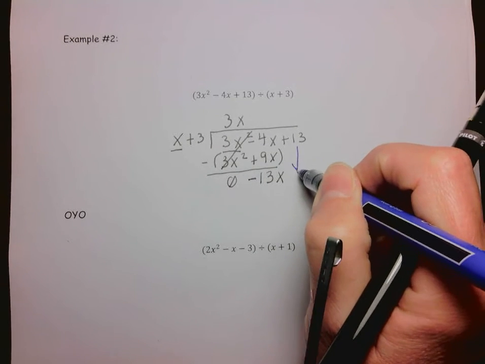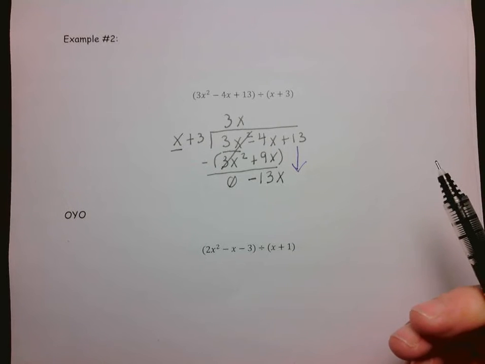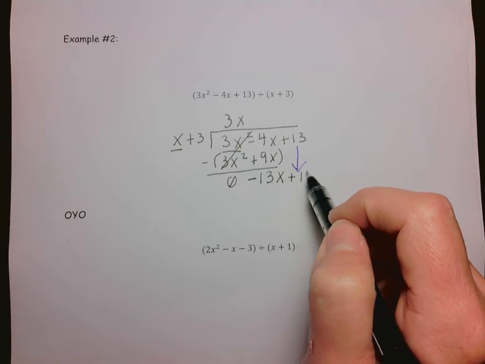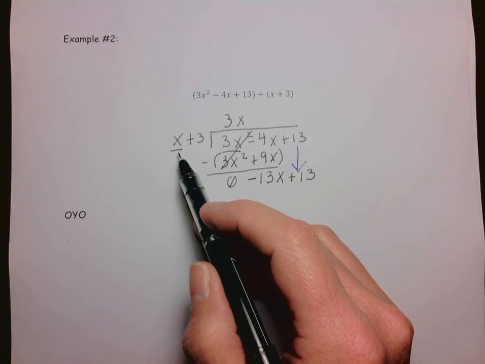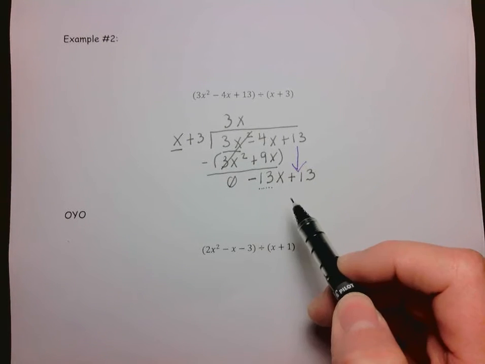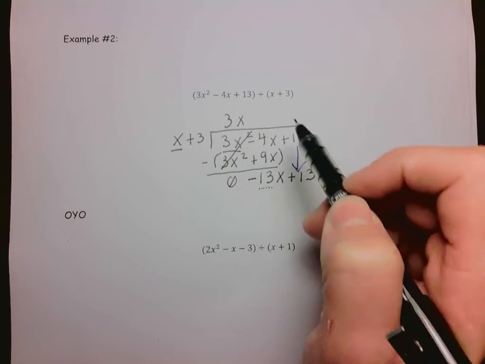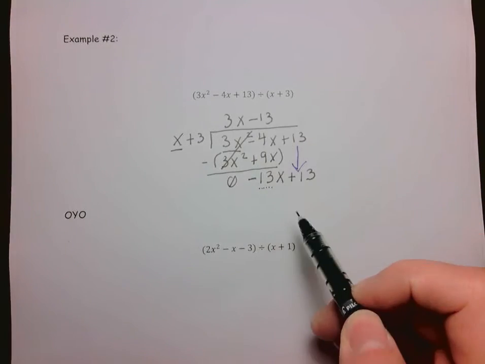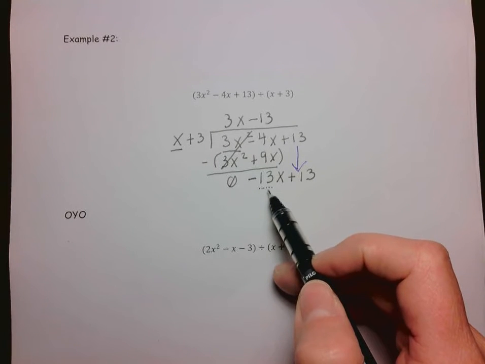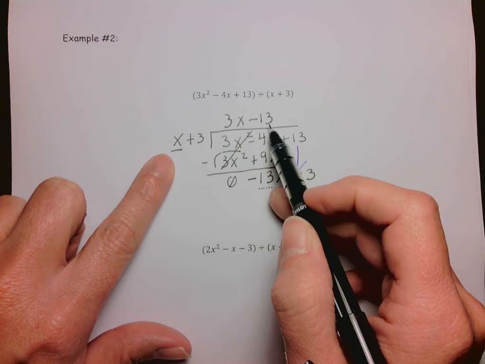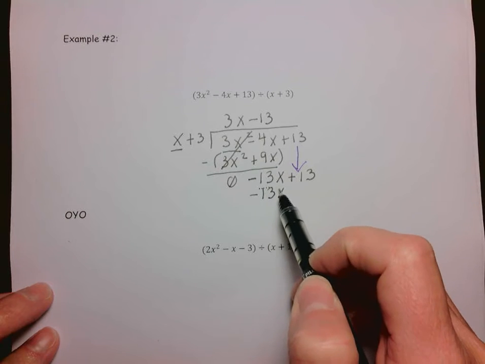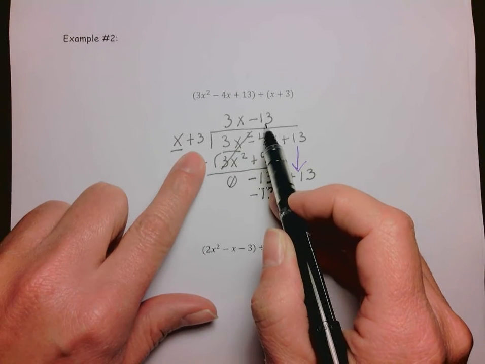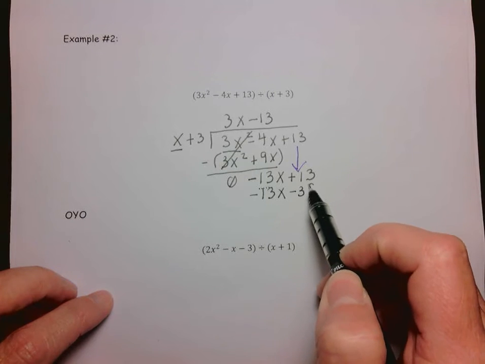Now what do I do? The same thing you used to do in elementary school when you did long division. Bring down the next term here. Okay, now I'm going to do the exact same thing. What do I need to multiply x by in order to make it negative 13x here? And the answer is negative 13. Or you can think of it this way. What is negative 13x divided by x? Negative 13. Because negative 13 times x is negative 13x. Negative 13 times 3 is negative 39.